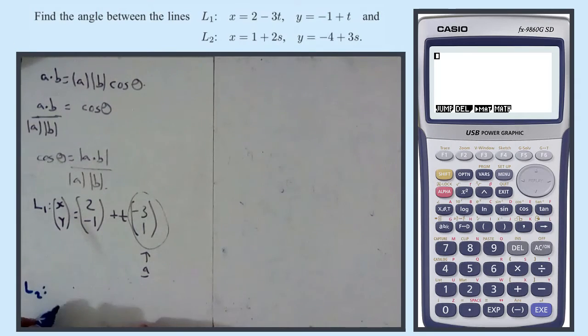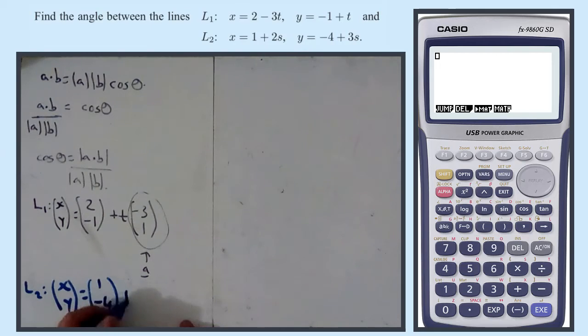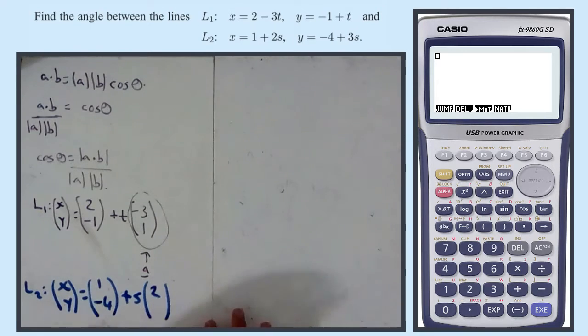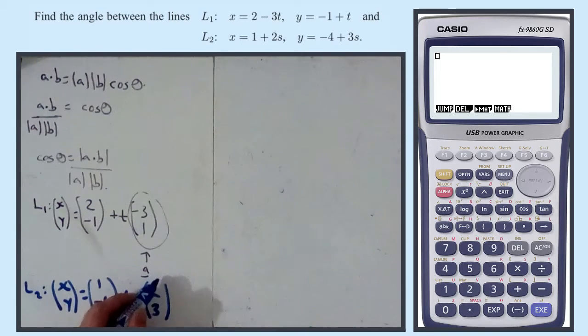For L2, xy equals the position vector to get to the line. So x is 1 plus 2s, we take the 1. y is minus 4 plus 3s, we take the minus 4. Then it's plus s times the bits that multiply s: 2 for x and 3 for y. So this vector (2, 3) is going to be vector b. So we just use the two direction vectors.